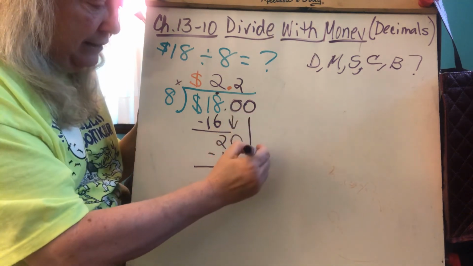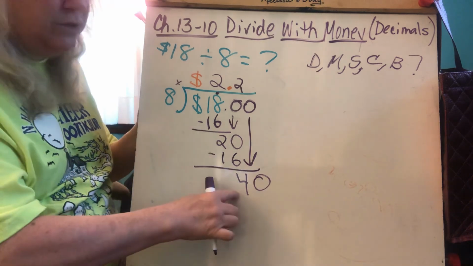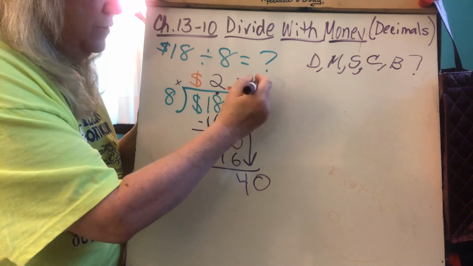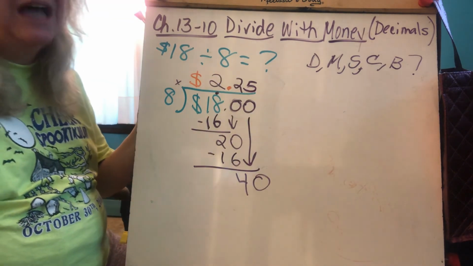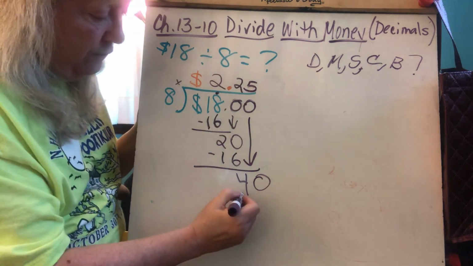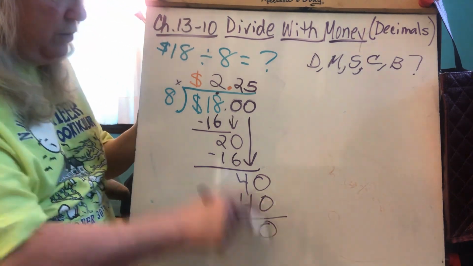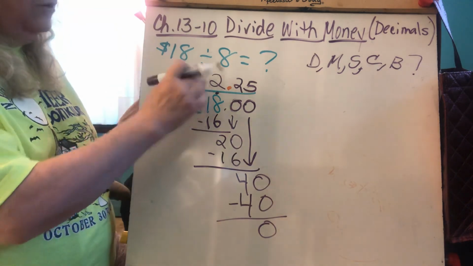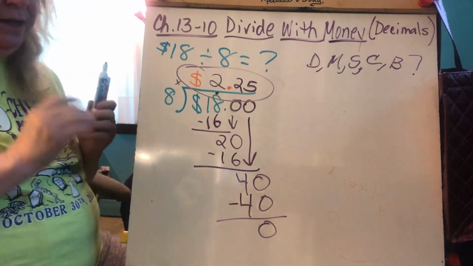Now I bring down my last 0, and I say, how many times will 8 go into 40? Well, I know that it goes in 5 times, so I put a 5 in my answer, because I know my times tables really well. Multiply. 5 times 8 equals 40. 40 minus 40 is 0. 0 is smaller than 8. There's nothing to bring down. So I have $2.25 is my answer.